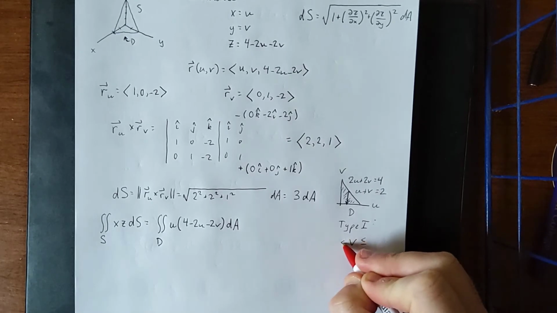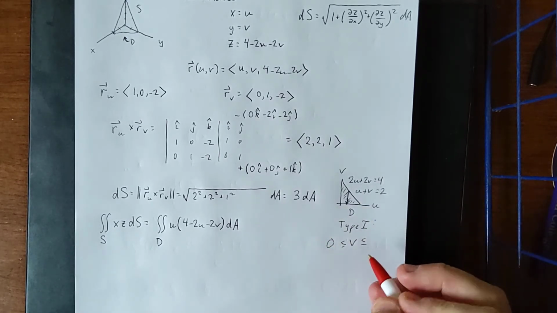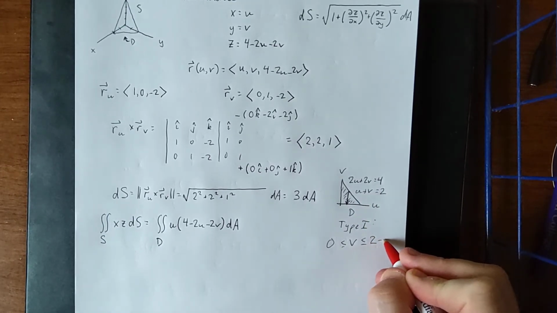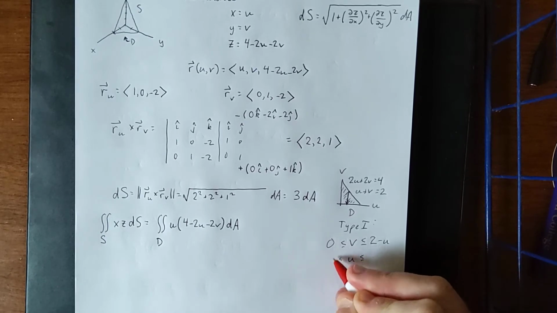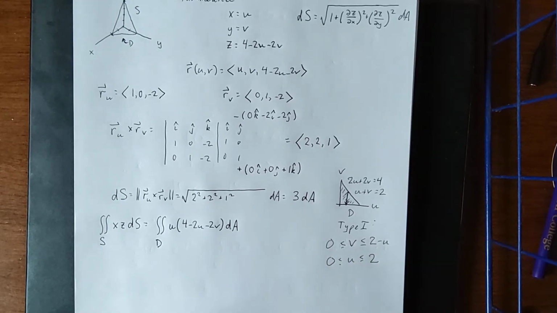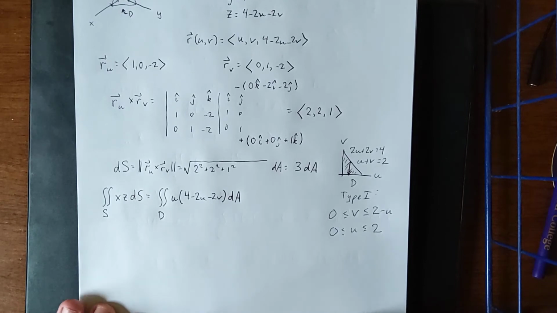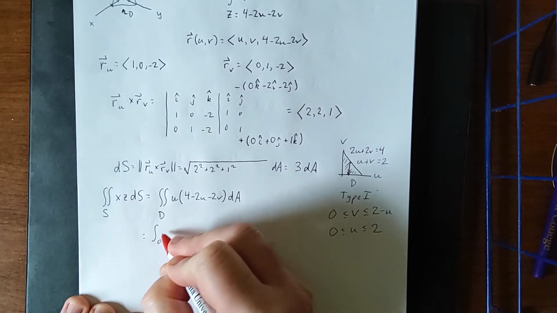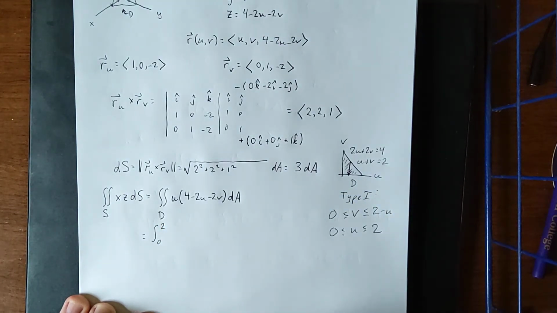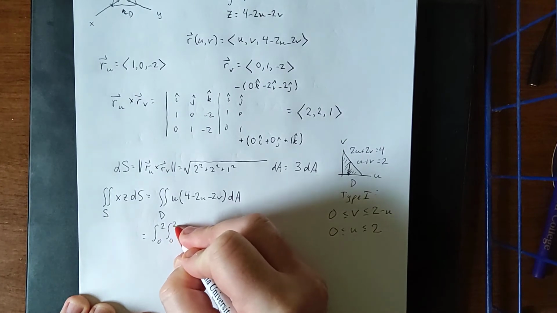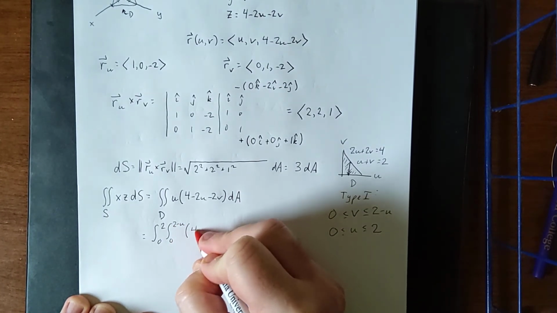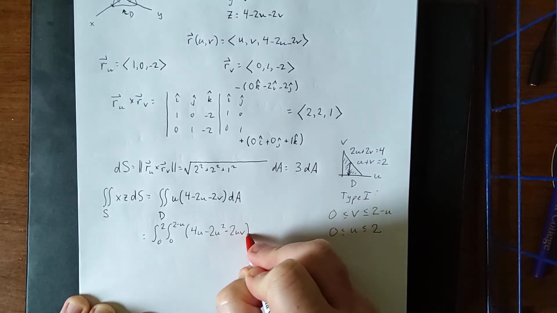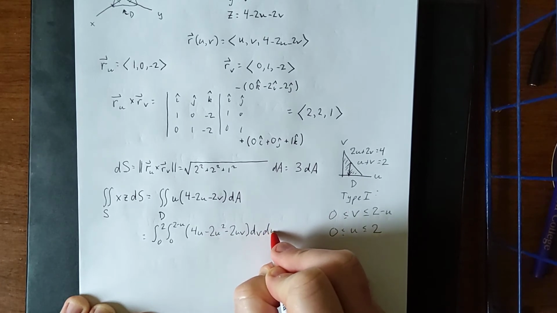We'll see that v is bounded below by the u-axis, which would be v equals 0, and above by this line, so we solve the line for v. That'll be 2 minus u. U will then go from a constant to a constant, and that'll be from 0 to 2. So at the next step, I'm going to distribute the u and actually plug in these bounds. So once again, 0 to 2 and 0 to 2 minus u of 4u minus 2u squared minus 2uv. And we're going to go dv du.